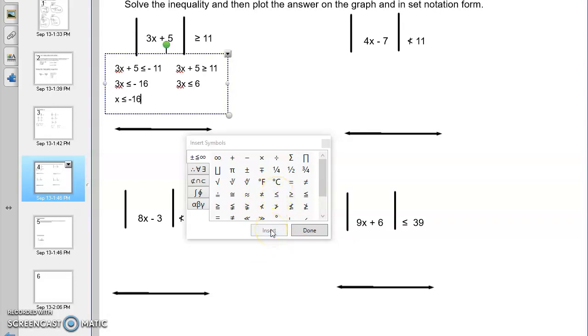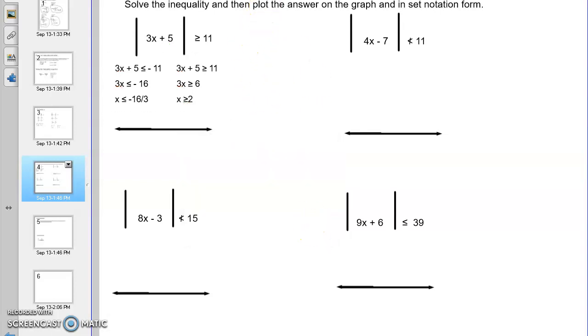negative 16 over 3. And here, x is greater than or equal to, sorry, that's a mistake. That should be a greater than sign there. Apologize for that. This should be x is greater than or equal to 2.